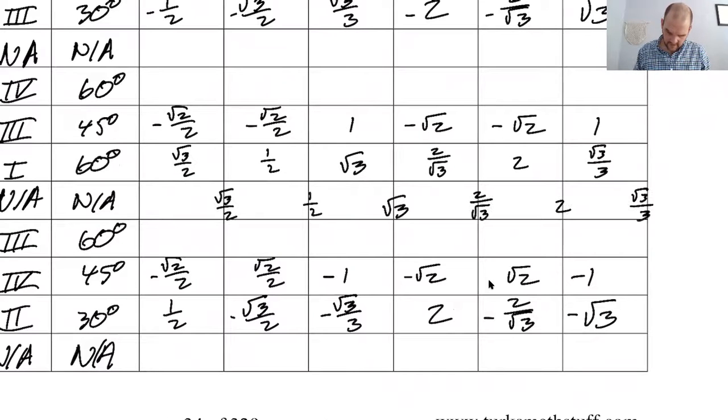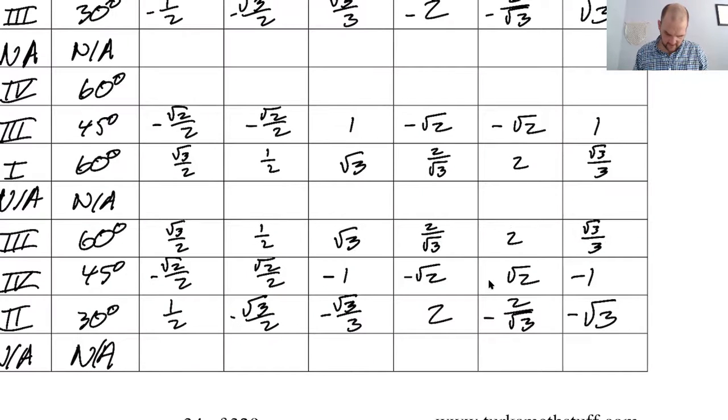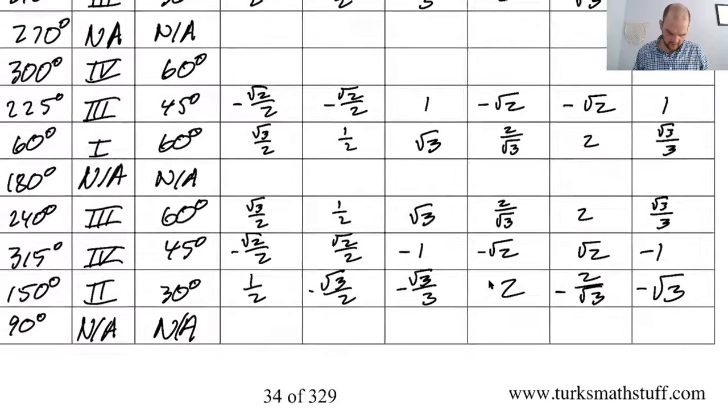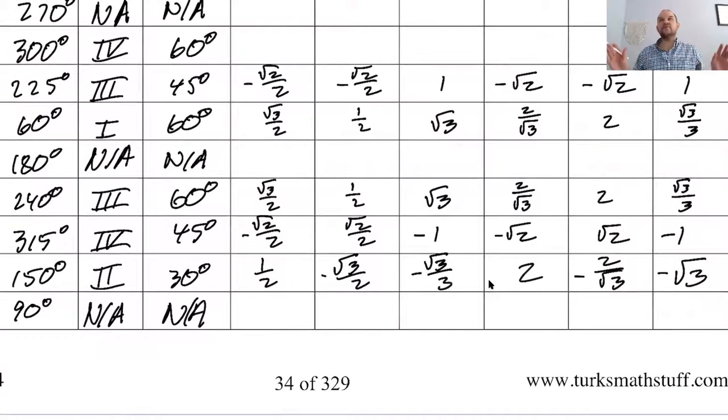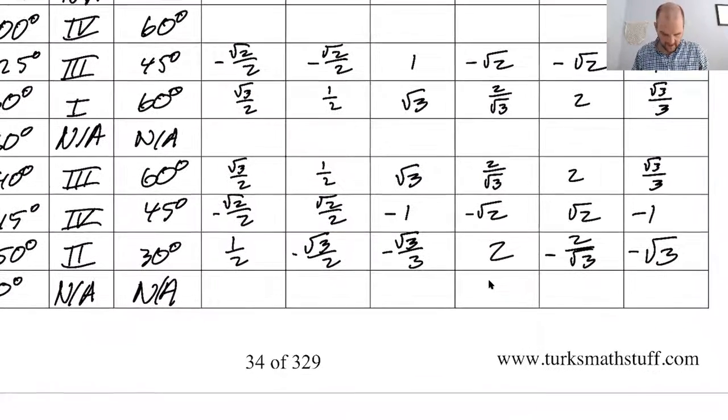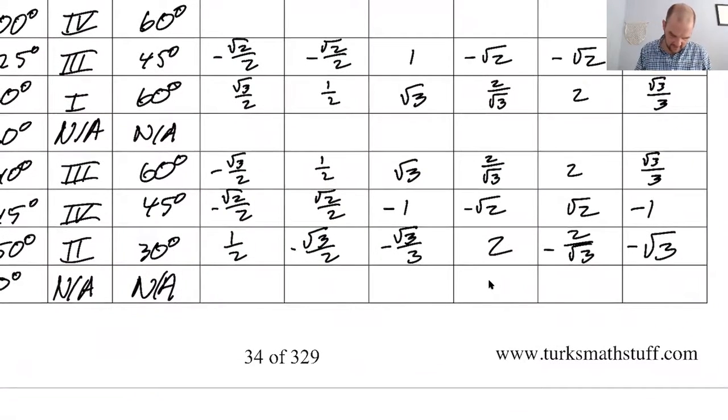And I want to duplicate. And where's my other 60? Here's another 60. What quadrant are you in? Quadrant 3. Quadrant 3, tangent and cotangent are positive. Everything else is negative. So negative, negative, negative, negative.